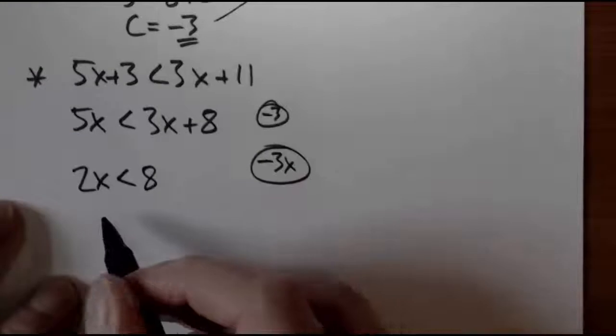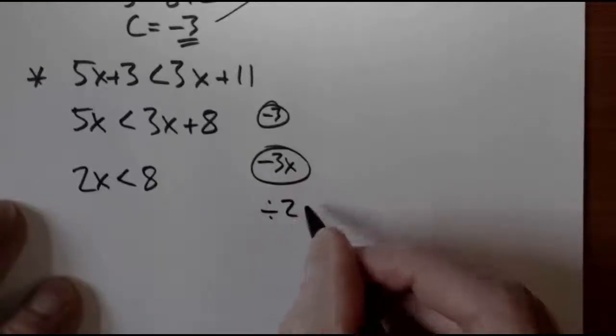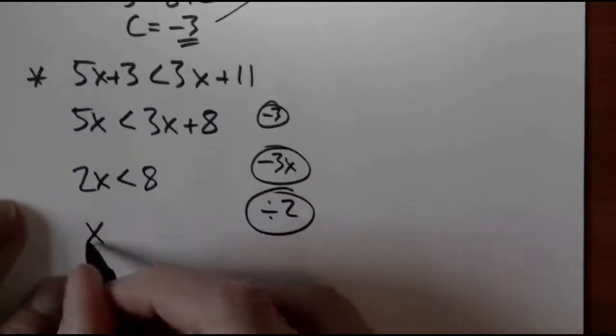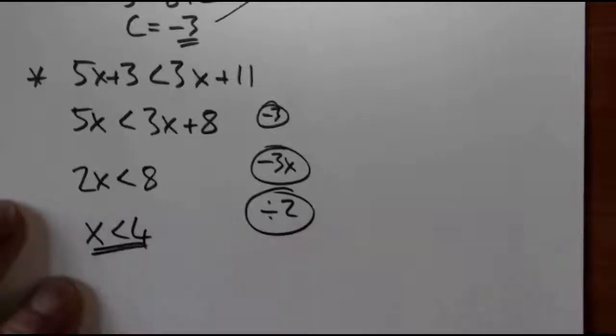And we can still get into the form of what x is by dividing both sides by 2. So x is less than 4. And that's your answer.